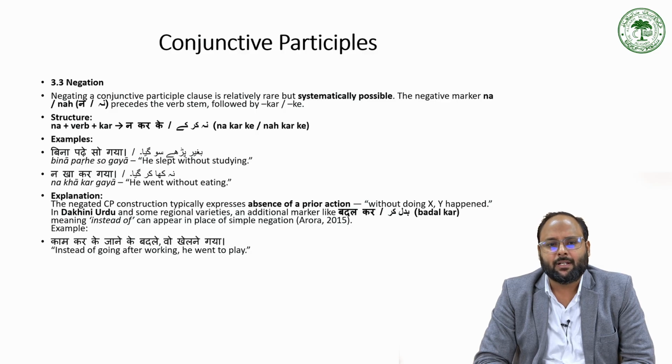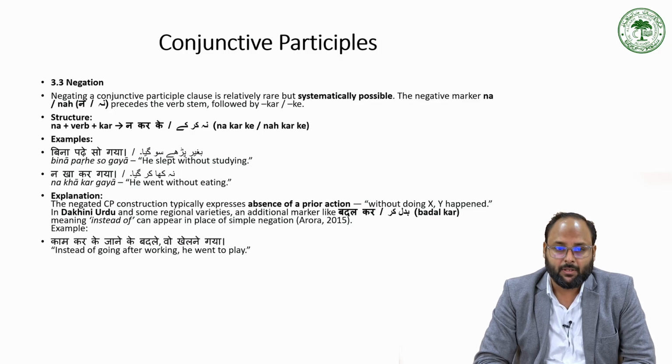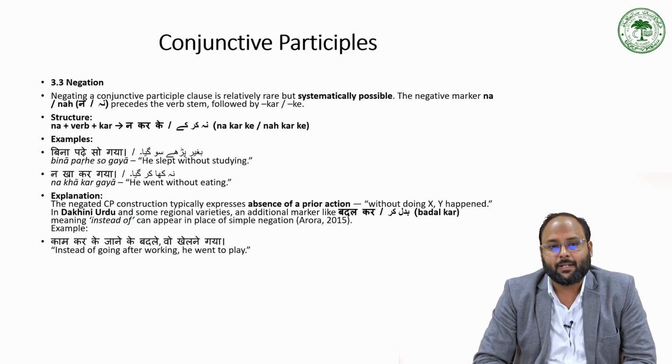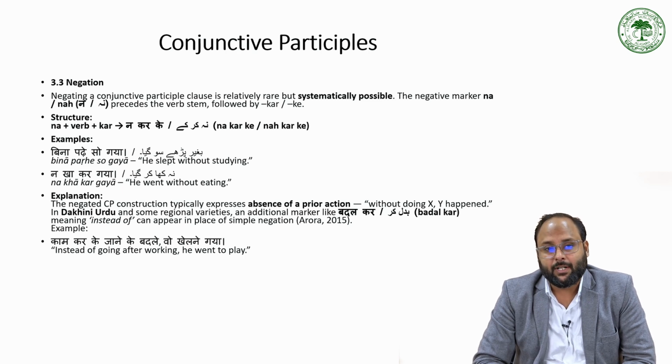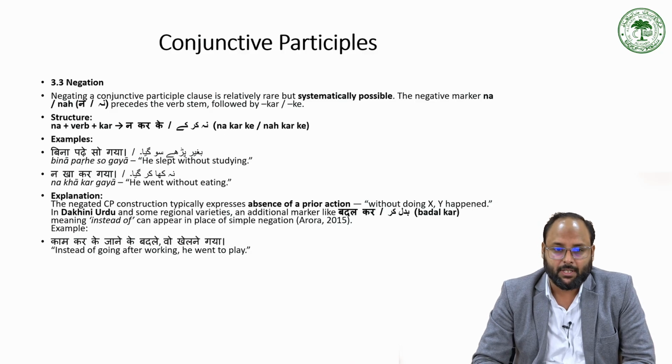Like we can say वो बगैर पढ़े सो गया. So it is not formed by ना करके गया. We are saying in some form वो मुझे ना करके गया. So this kind of negation we can sometimes use, but it is very rare in this conjunctive participle.